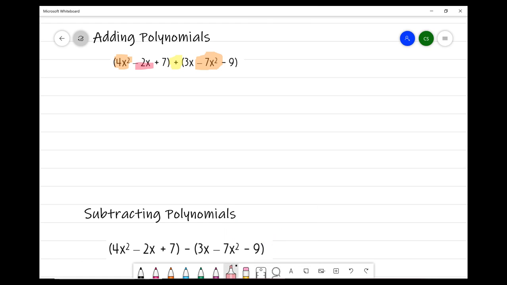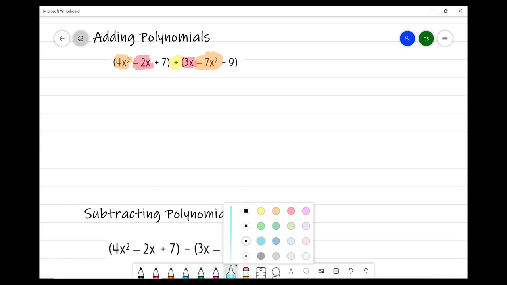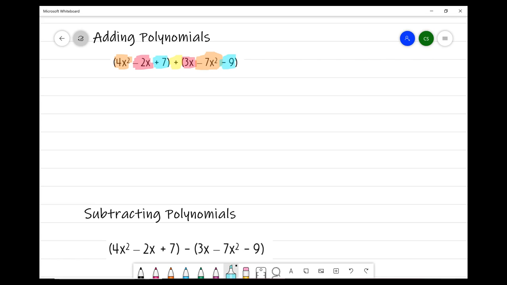All right, then I have a negative 2x. Do I have another term that has just a variable of x? 3x. And a constant of 7. Constant means it doesn't have a variable. Do I have another constant? A negative 9. So I have identified my like terms.